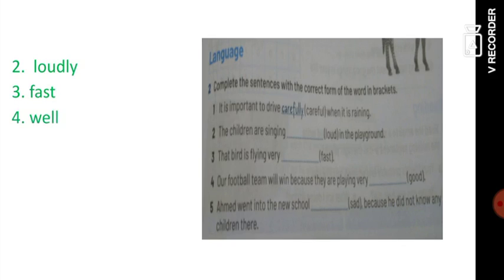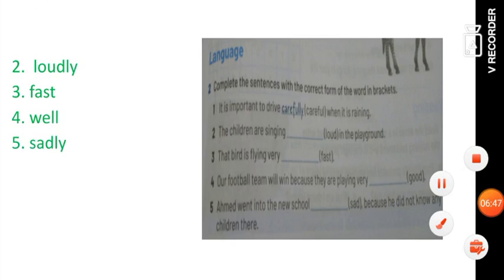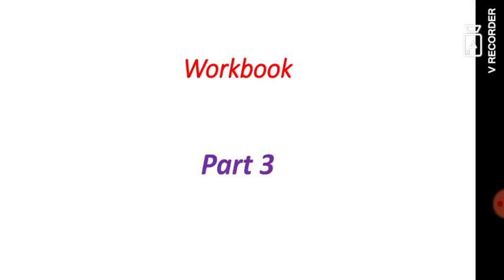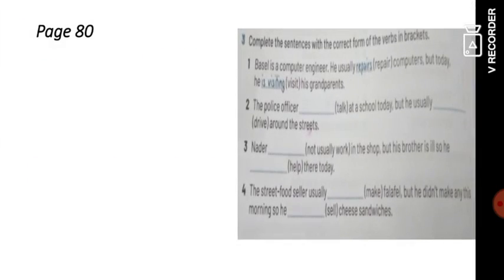Okay, number four, our football team will win because they are playing very well. Number five, Ahmed went into the new school sadly. Okay, that's all. This is the third and last part of the workbook, part three in unit two. Now we'll answer some questions in page 80.